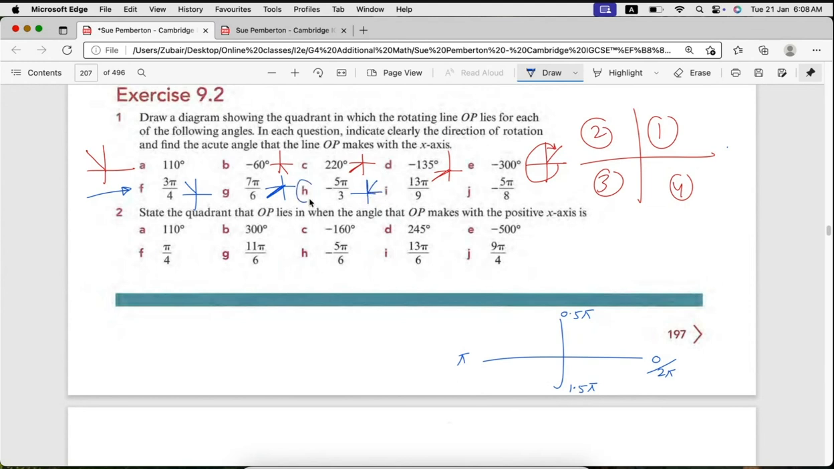Any confusion in H part? So negative 5 pi over 3 is greater than 0.5 pi, greater than pi. It is 1.66. Let me enlarge that. Negative 5 pi by 3 is negative 1.66 pi. So if I just move in this direction, this is 0, this is 0.5, this is 1, this is 1.5. So it is more than 1.5. That is 1.66. Oh, okay.